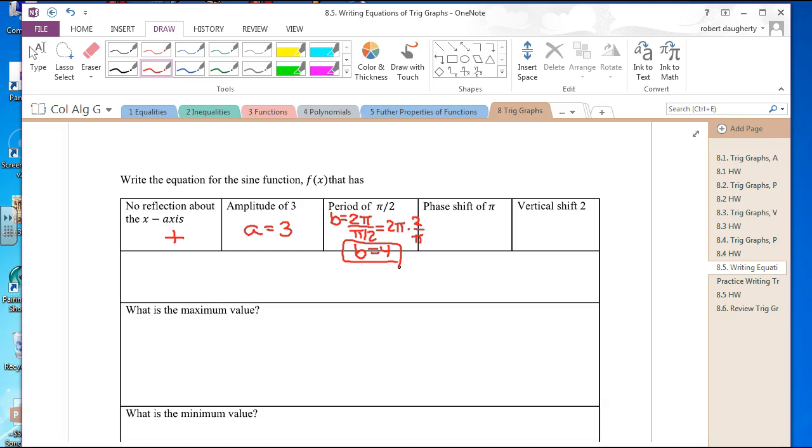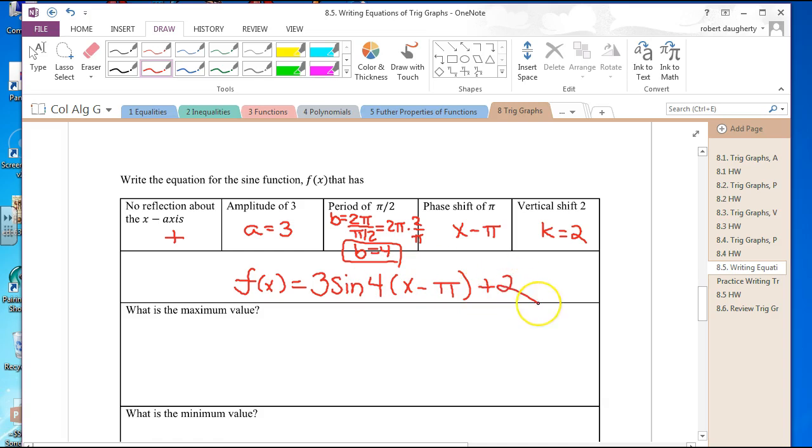Phase shift of pi, moving it to the right pi, how do I write that? That's going to be what? X minus pi. Vertical shift of 2, k is 2. So what is this guy? F of x equal. So 3 sine of what? 4x minus pi plus 2.